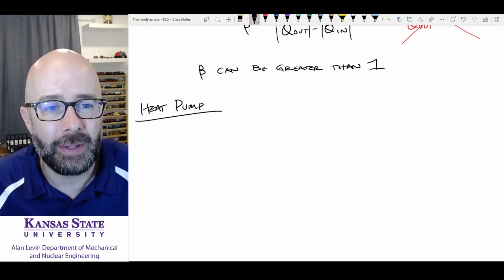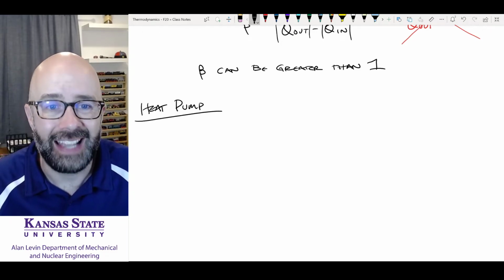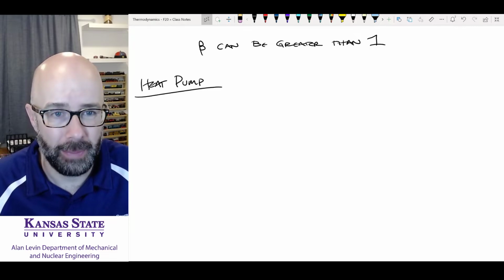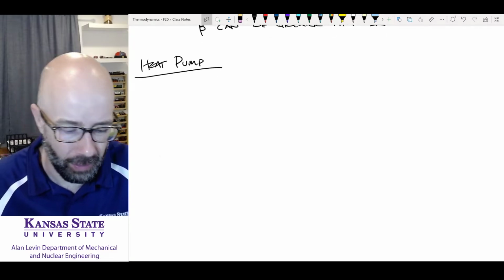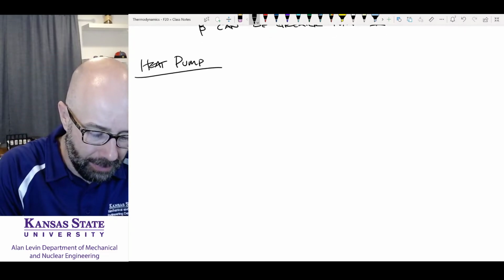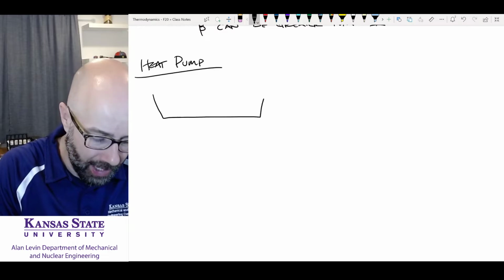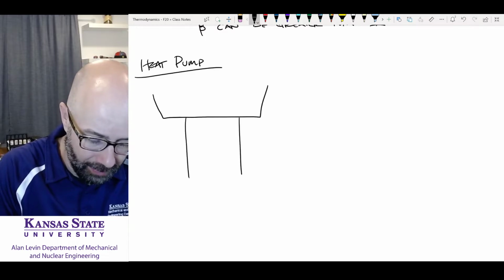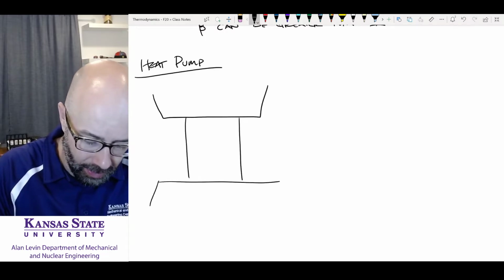Okay, our last cycle that we need to deal with is called a heat pump cycle. And you may have heard of a heat pump before, but we're going to draw the same diagram that we had before.